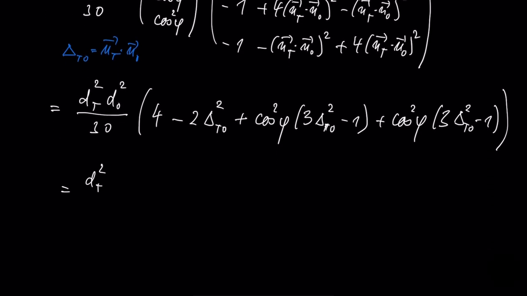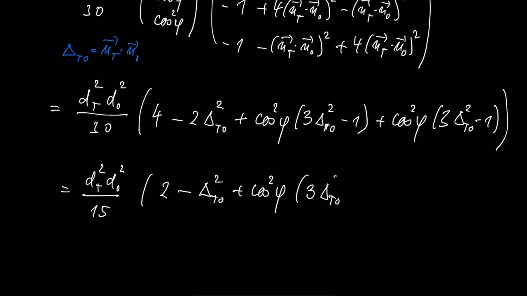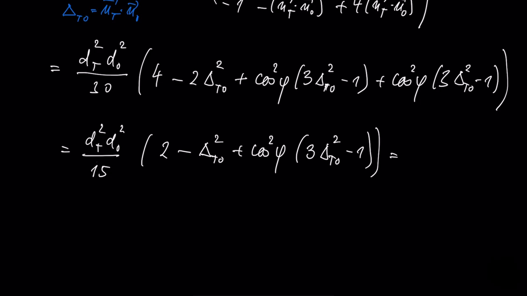And simplifying this, we get the following result. First of all, there is always a factor of 2 present here, so we can take that out and use the half of 30 here. So we have 2 minus delta_T0 squared plus cosine squared phi multiplying the 3 times delta_T0 squared minus 1. And that we can write in a form in which this delta, which is the only thing that is subject to the rotation, or to the rotational dephasing, is isolated with some prefactor. Just to show what I mean, I will write the following result.